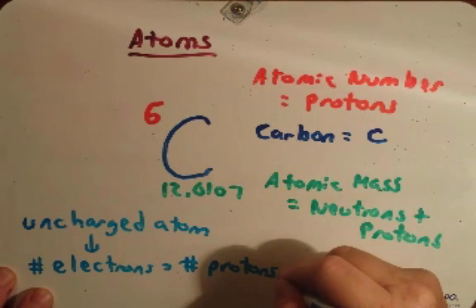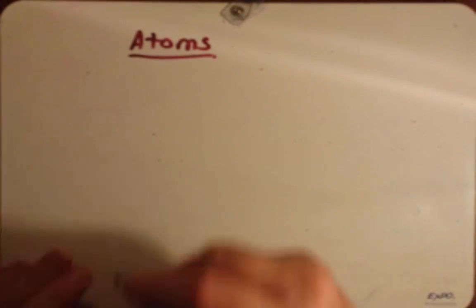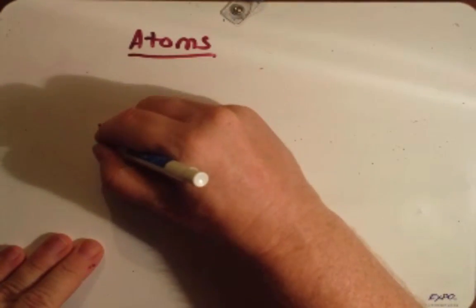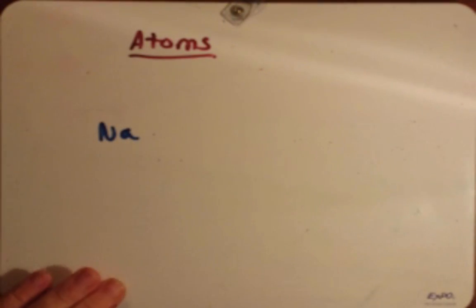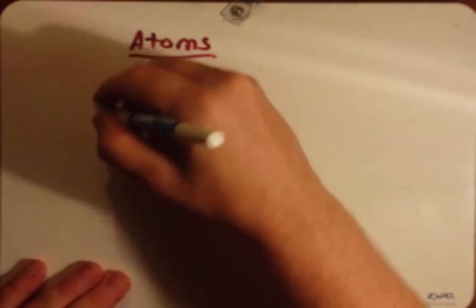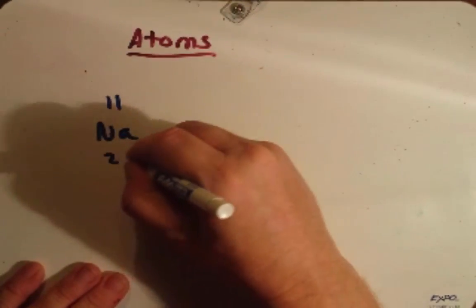When this happens, there is no charge to the atom. So let's take that knowledge and answer a question. Let's say we're dealing with the element sodium, abbreviated Na. We know that the atomic number is 11 and the atomic mass is 23.